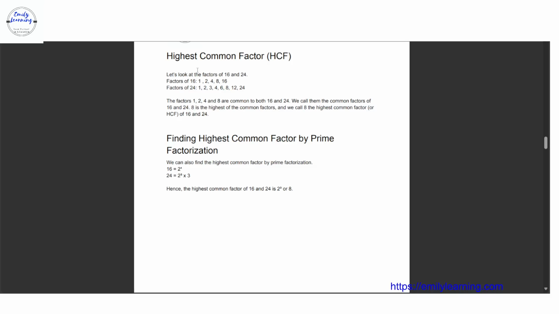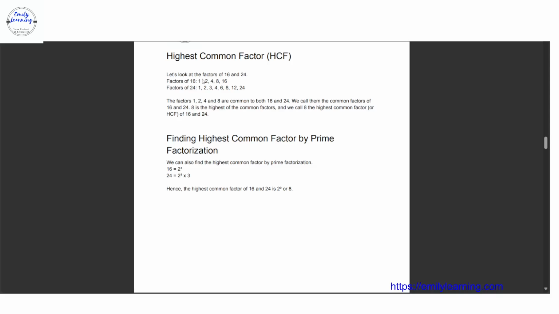Let's take a look at this example here. Let's look at the factors of 16 and 24. If you were to list down all the factors of 16 and 24, the factors of 16 will be 1, 2, 4, 8, 16. And the factors of 24 will be 1, 2, 3, 4, 6, 8, 12, and 24.